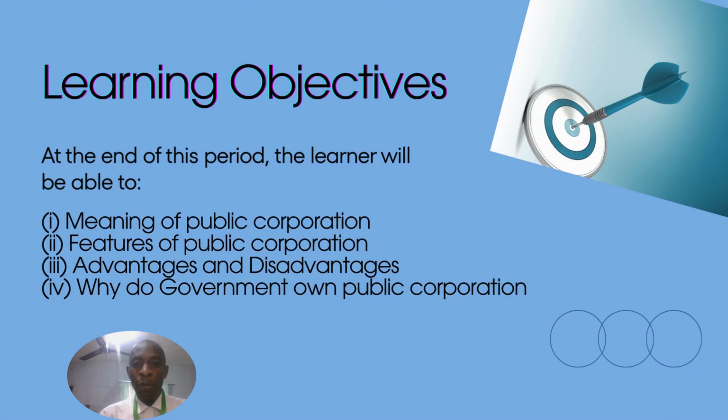The learning objective of today's topic. At the end of this lesson, the learners should be able to: one, know the meaning of public corporation; two, know the features of public corporation; three, know the advantages and disadvantages of public corporation; and four, know how government can have its own public corporation. Please follow me as we look at the meaning of public corporation.